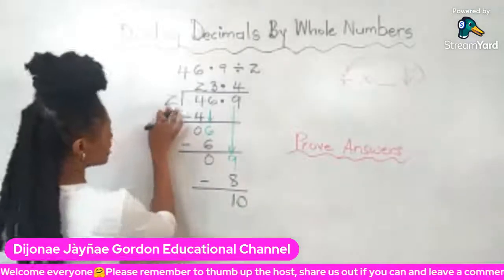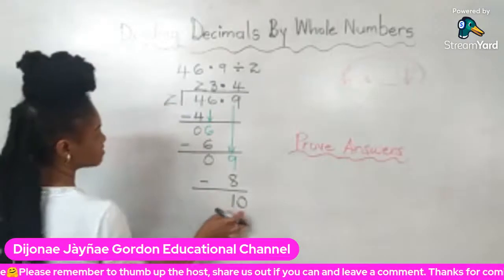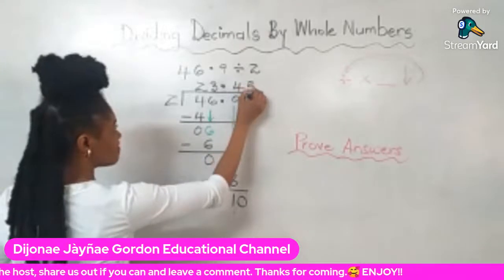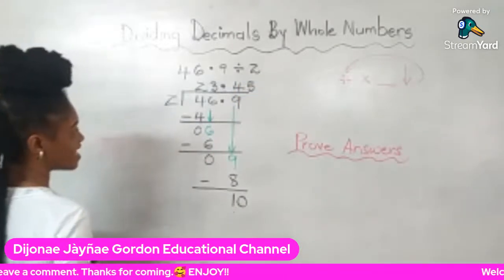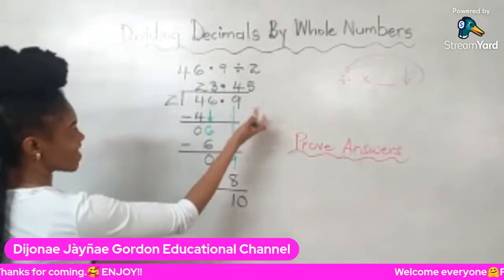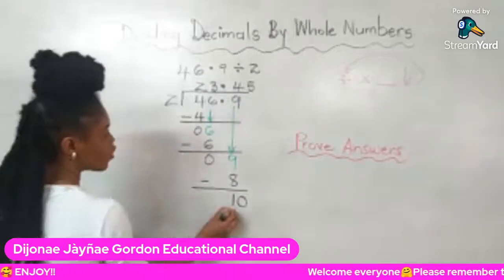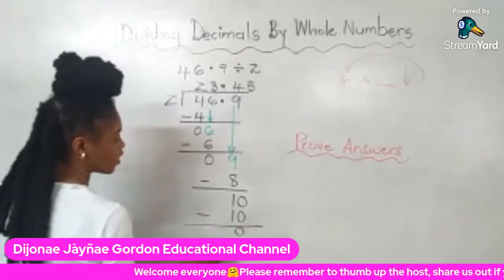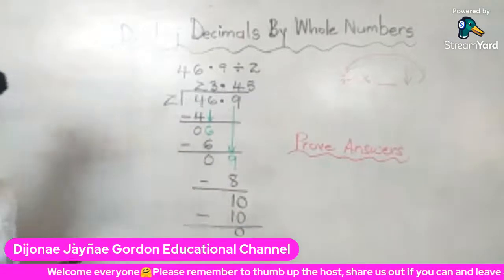How many groups of 2s can we get from 10? And of course, we can only get 5 groups of 2s from 10, and 5 multiplied by 2, we have 10. Draw your line and take away 10 from 10, you are left with 0.